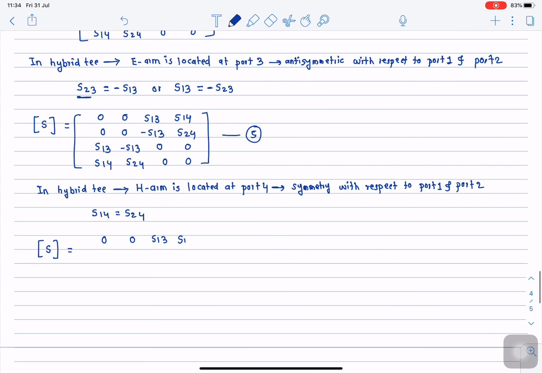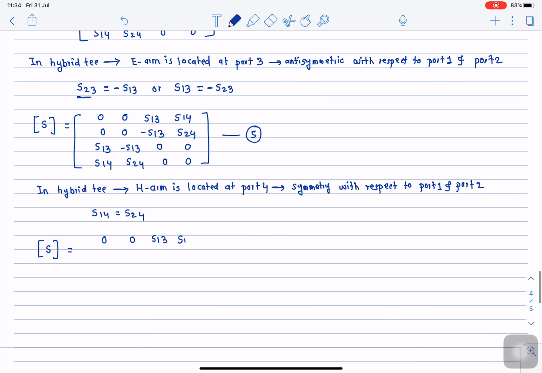Now S14 first element as it is. Now S24 over here, I will replace with S14 because of the symmetry property of the H arm in port number 4, and these two terms are again 0. Okay, and then our matrix has been reduced to this particular form.